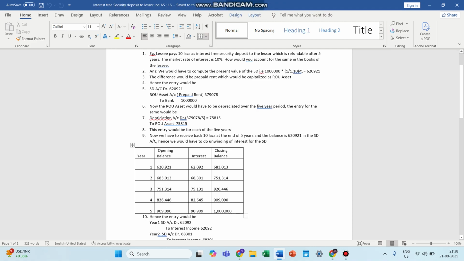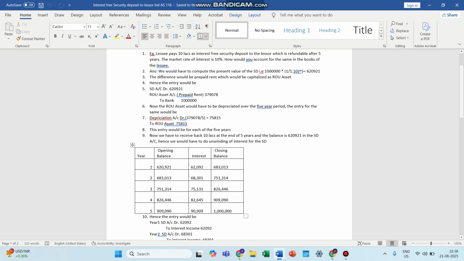751314 would be the opening balance for the next year, that is third year, and 10% of that would be 75131, and the closing balance would be 826446. 826446 would be the opening balance for fourth year. 82645 would be the interest amount. 909090 would be the closing balance. 909090 would be the opening balance for fifth year. 90909 would be the interest amount, and 10 lakhs would be the closing balance. So this journey from 620921 to 10 lakhs would be through interest income.